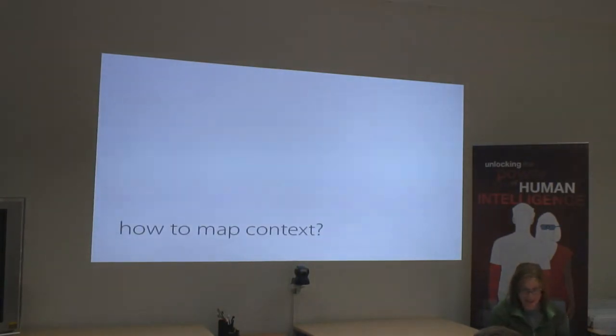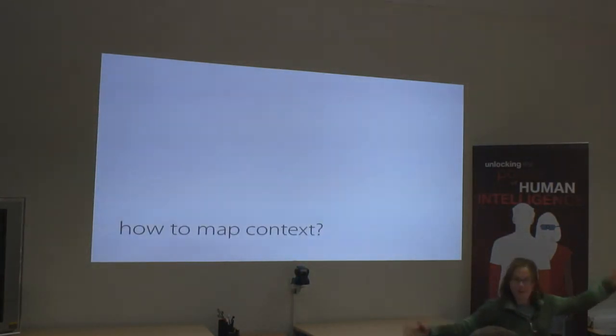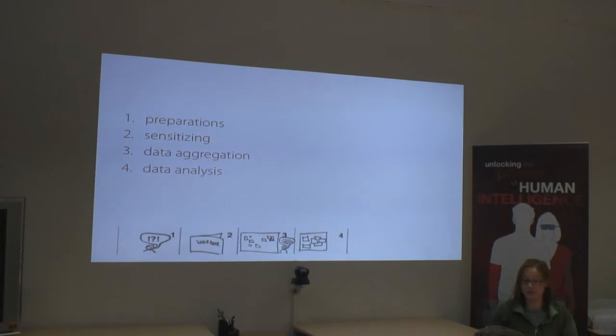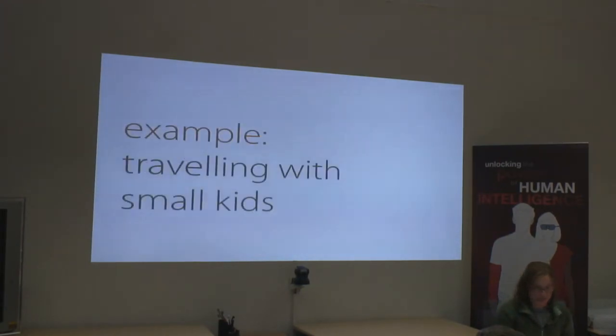Okay, so how to do it? This context mapping. There's the whole procedure, a long one. I took a part of it that is more relevant to the data analysis. So the first thing that you need to do, you have to prepare yourself for it. Then you do some exercise that's called sensitizing. Either you can do it or you can ask your users to do it for you. Then there's the data aggregation and the data analysis. And I give you an example how it goes.